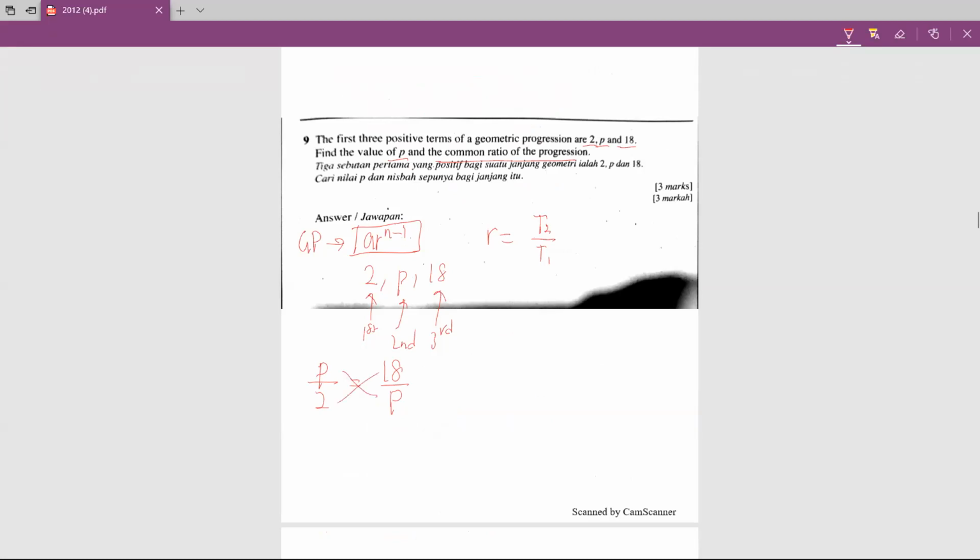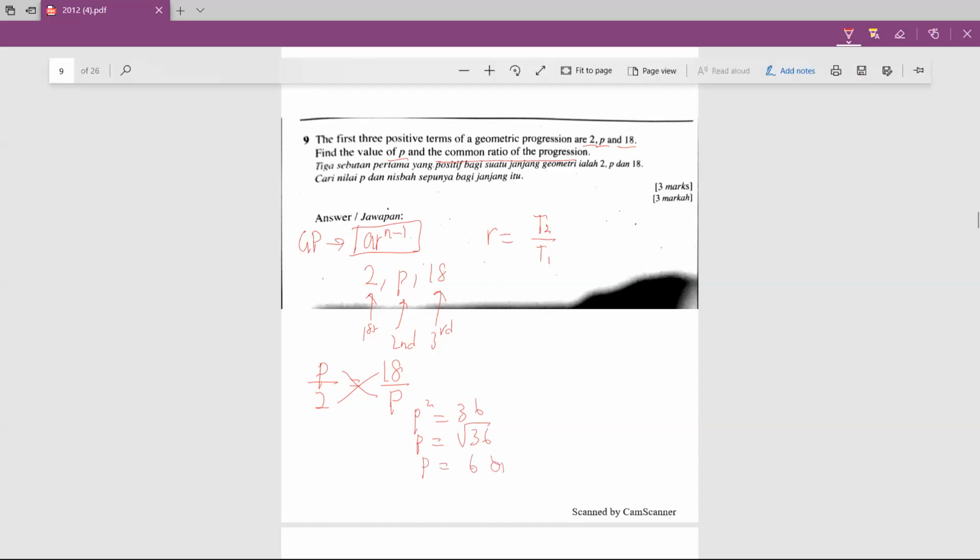Alright? So now, kita cross multiply. Kita akan dapat P square equals 36. Square root 36, P is equal to 6 or negative 6. Since dia dah kata positive term, maka P is equal to 6. Habis. Betul tak? No problem. So the important concept ialah this thing.